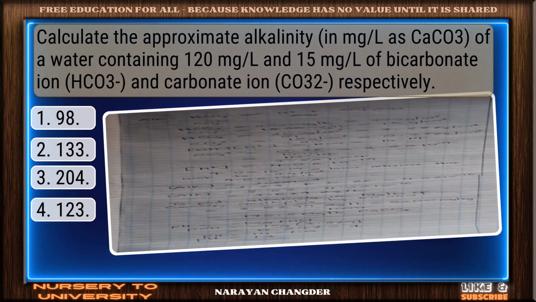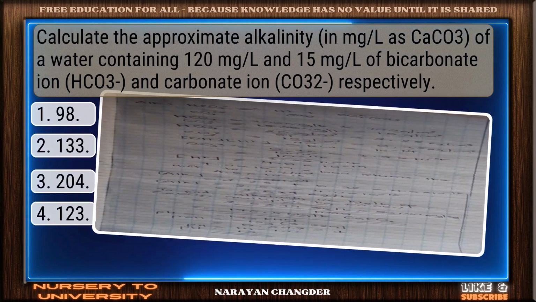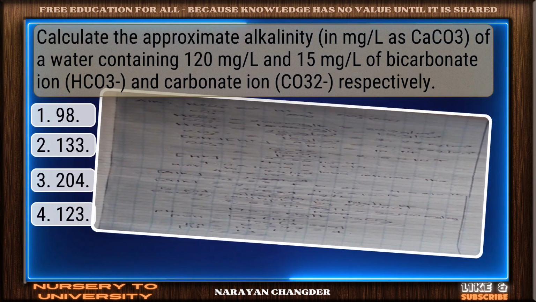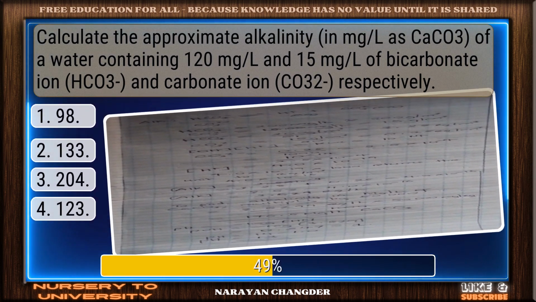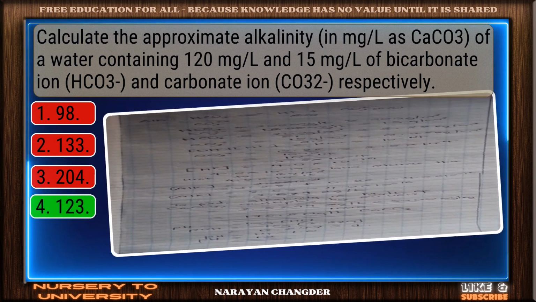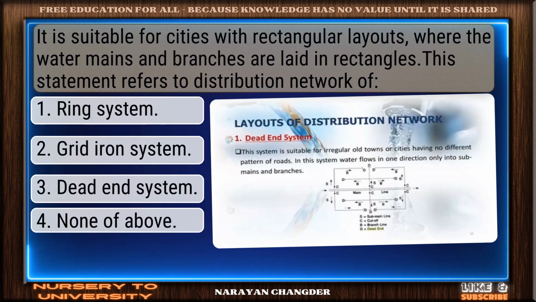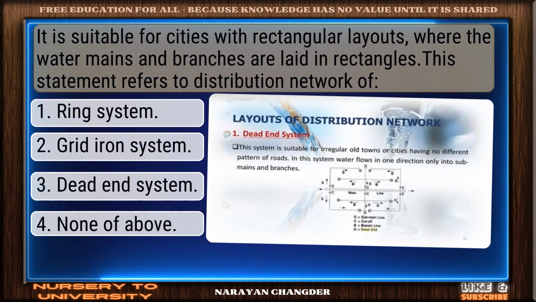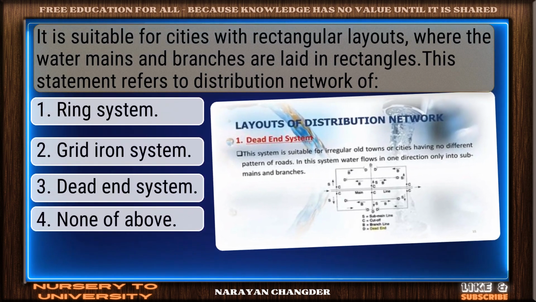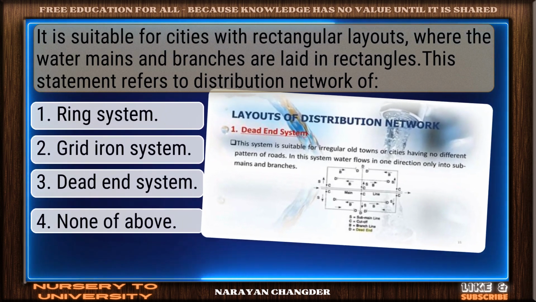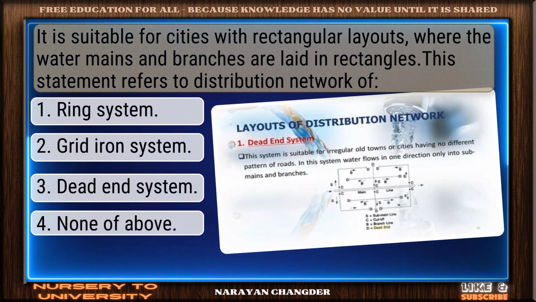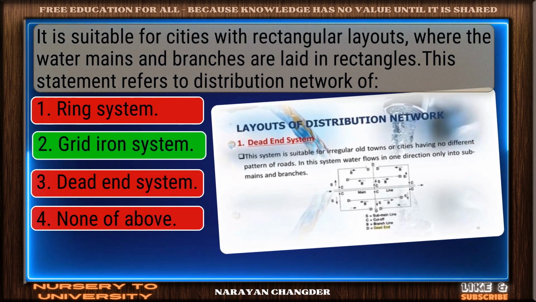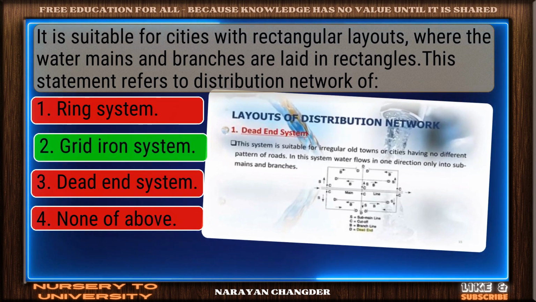Calculate the approximate alkalinity of a water containing 120 mg and 15 mg of bicarbonate ion and carbonate ion respectively. Valid, 123 is true. It is suitable for cities with rectangular layouts, where the water mains and branches are laid in rectangles. This statement refers to distribution network of. Bravo. Gridiron system is the answer.